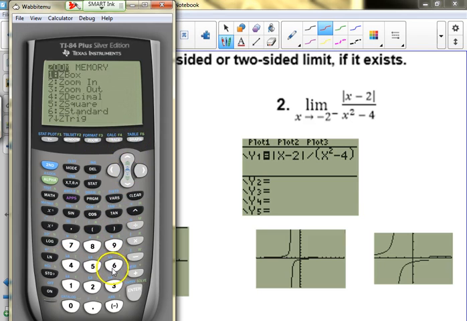Okay, again, I'm just going to do a standard window and see what I see. I don't know if this will be a good window or not. It's a little iffy. I might try a zoom decimal just because it shows a little better. But I want to know what's going on where.